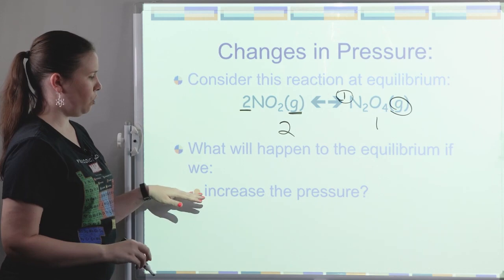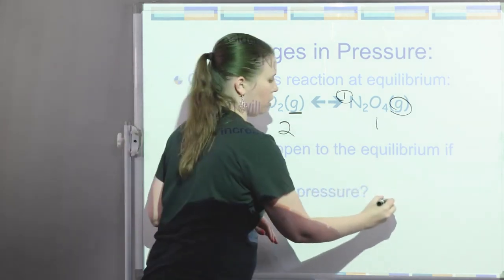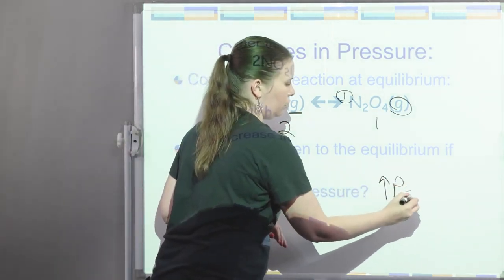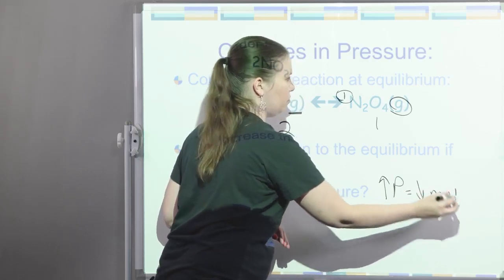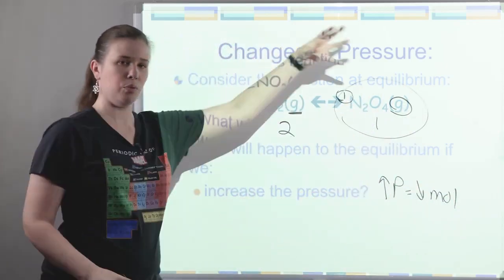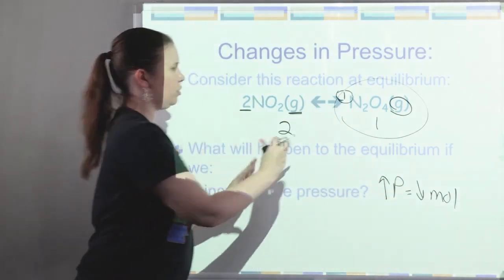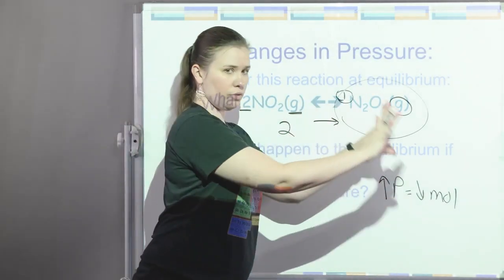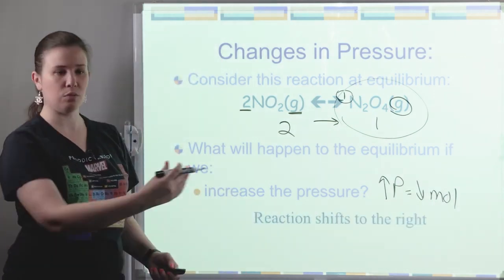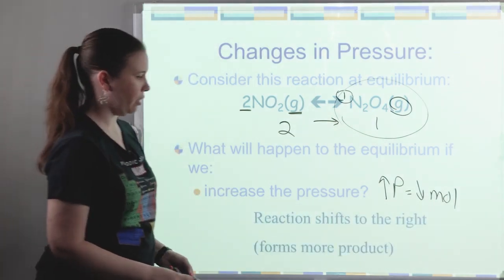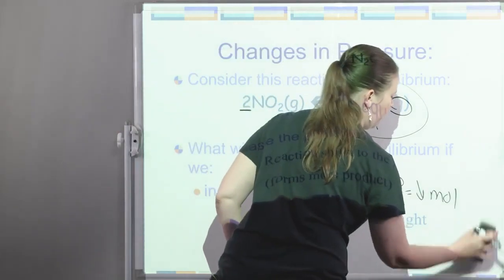So which is it that I want if I'm increasing the pressure? An increased pressure would favor the side with less moles, which would be my product side. So that means I'm going to favor the reaction that favors the product, which would be the forward reaction. And so it would shift to the right, making more product, making more of the stuff that has 1 mole.